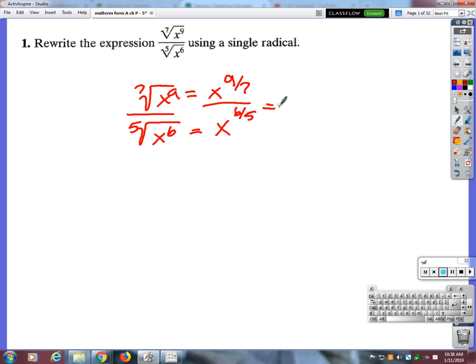You subtract the exponents when you're dividing. So I have to figure out what 9/7 minus 6/5 is. You guys have calculators? You guys know how to use the fraction button on the calculator?